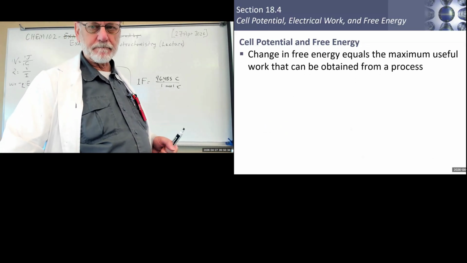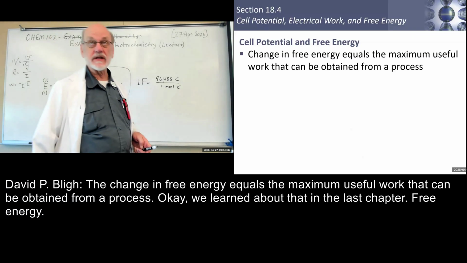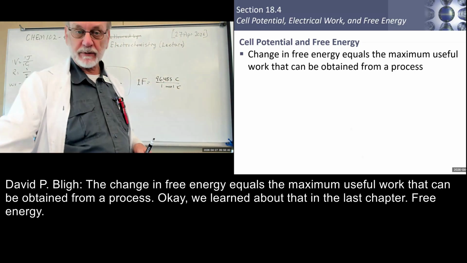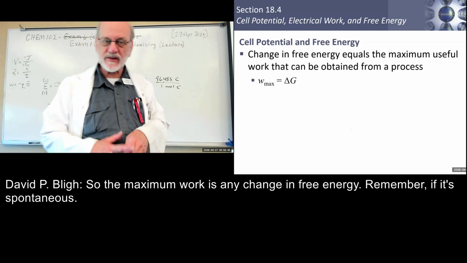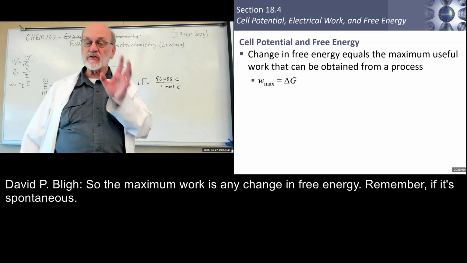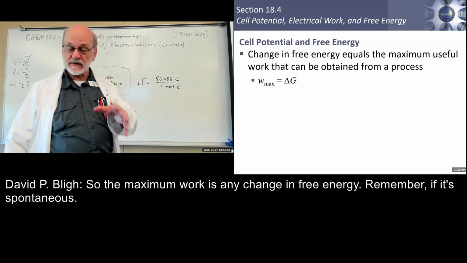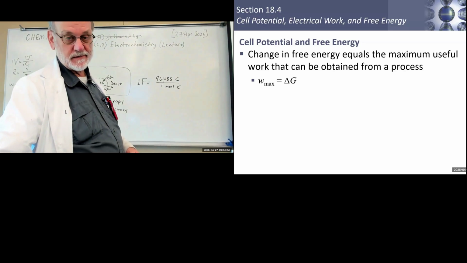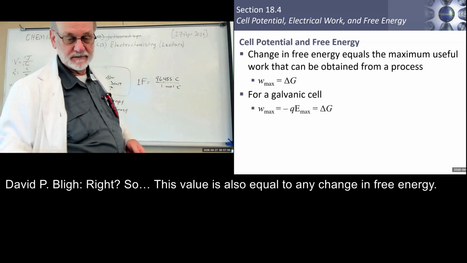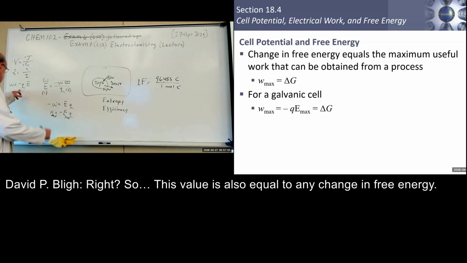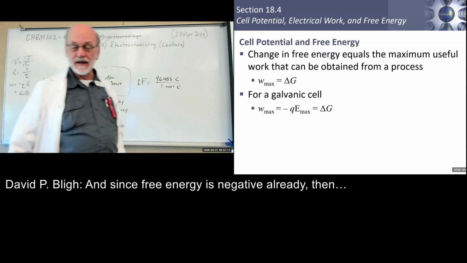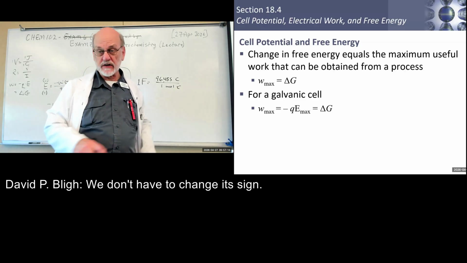All right. The change in free energy equals the maximum useful work that can be obtained from a process. Okay, we learned about that in the last chapter, free energy. So the maximum work is any change in free energy. Remember, if it's spontaneous, then the free energy value has to be negative. So this value is also equal to the change in free energy. And since free energy is negative already, we don't have to change its sign.